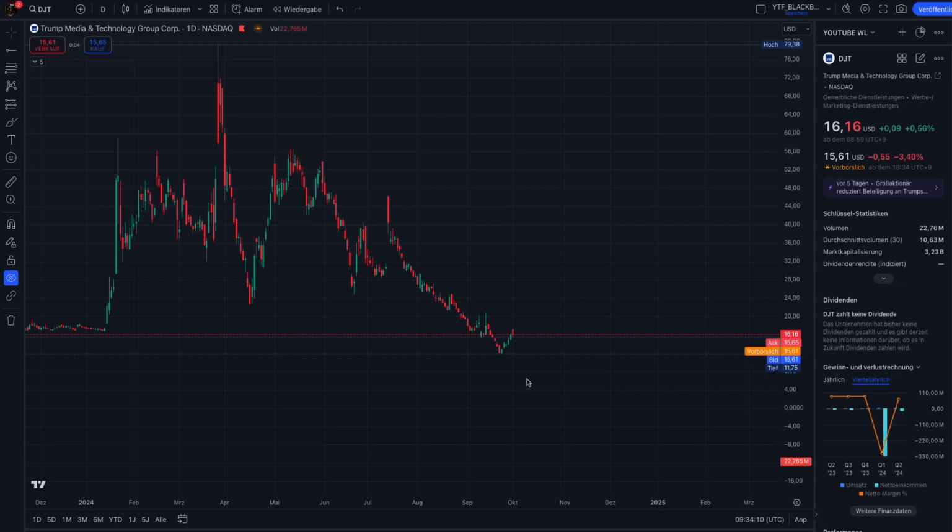That's why I want to give you here the updated price levels based on the chart. This is of course not financial advice.